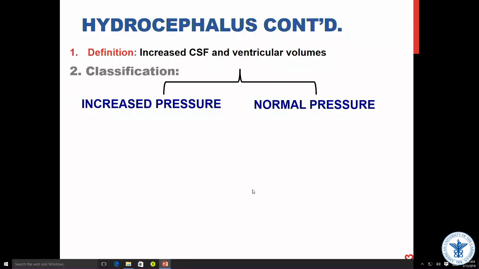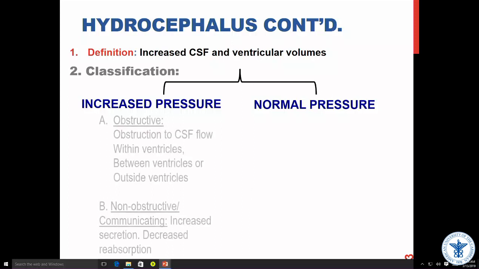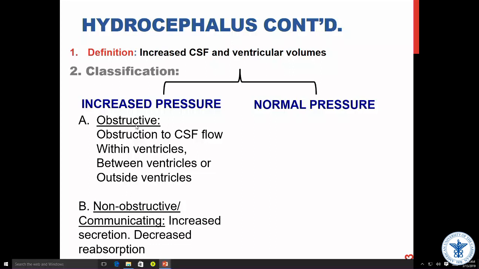So in terms of increased pressure, most of the time it's an obstruction somewhere. Aqueduct maybe, or foramen of Monro maybe, wherever. So the obstruction to cerebrospinal fluid, therefore the pressure increases. Simple. We can also have a non-obstructive type, and we call it communicating type. Again, there could be increased pressure if there is increased secretion, just like in glaucoma we talked about, right? Increased secretion or decreased absorption could also produce increased pressure. Simple.